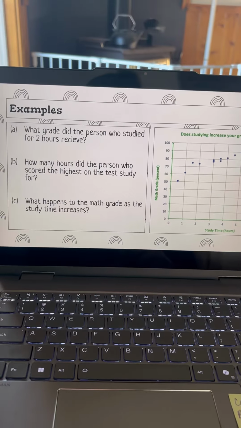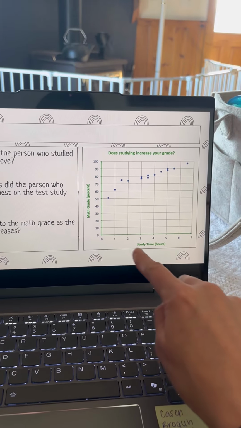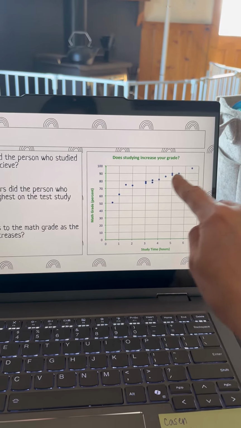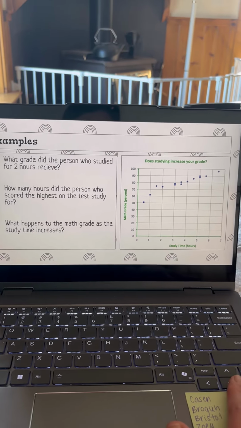And then C, what happens to the math grade as the study time increases? Well, if we're looking at it as the study time gets longer, then the math score seems to be going higher as well. So as you study more, your math grade goes higher.